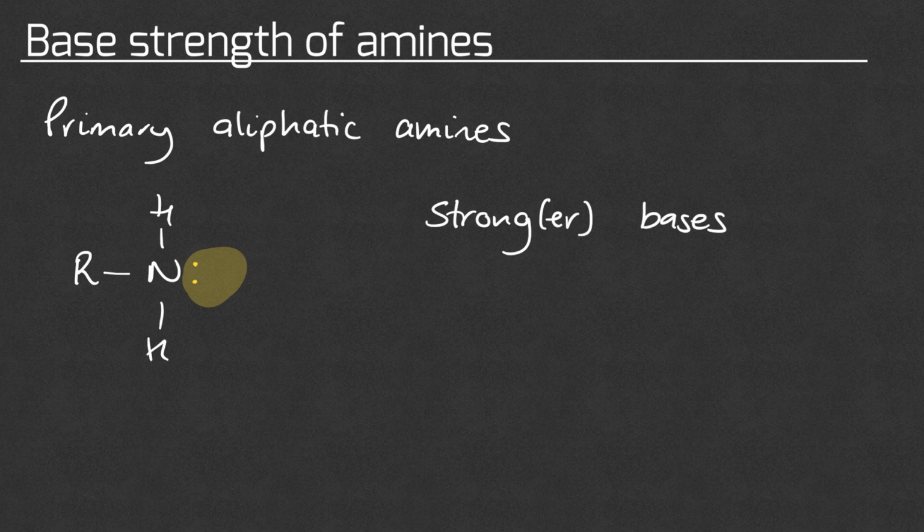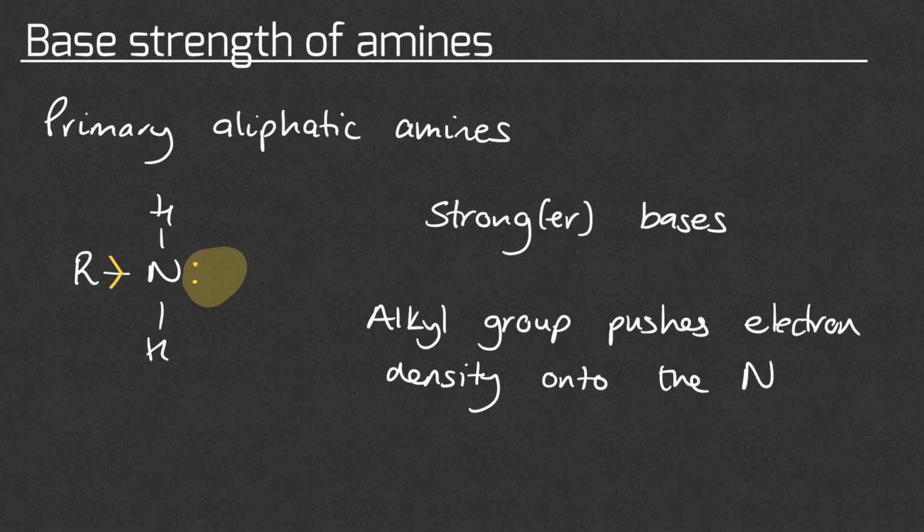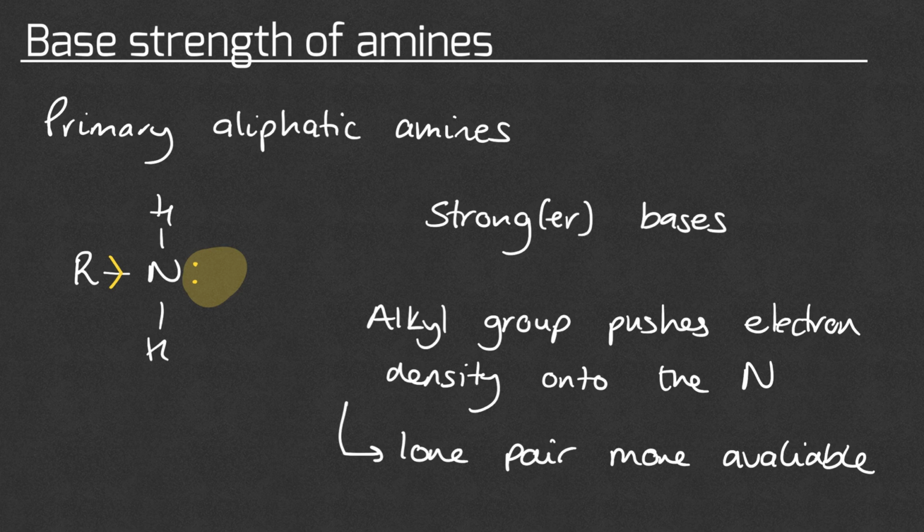And that's because if we look at our lone pair here, there are no groups to withdraw the electron density away from the nitrogen. In fact, we've got an alkyl group here, which will actually push electron density towards the nitrogen. If electron density is being pushed towards the nitrogen, that's going to make this more available because it's got a higher electron density and therefore be a stronger base. So we can say that the alkyl group pushes electron density onto the nitrogen. Therefore, the lone pair is more available, which is why primary aliphatic amines are stronger bases than primary aromatic amines.